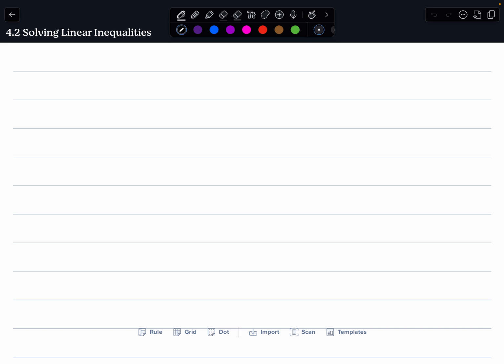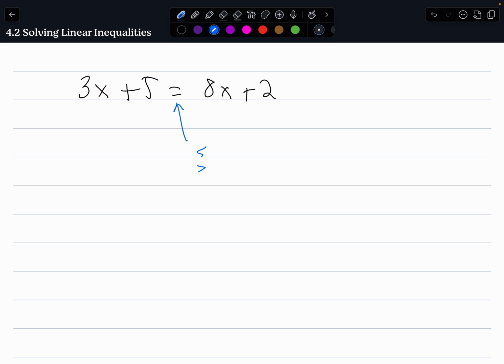So, what is a linear inequality? Now, sometimes we may see linear equations look like this: 3x plus 5 equals 8x plus 2. We may see equations like this, and then the question will ask us to solve for x, right? Linear inequalities are very, very similar in that sense. But instead of an equal sign, they use a greater than, less than, greater than or equal to, or less than or equal to sign. So these are inequalities. This is what makes it an inequality.